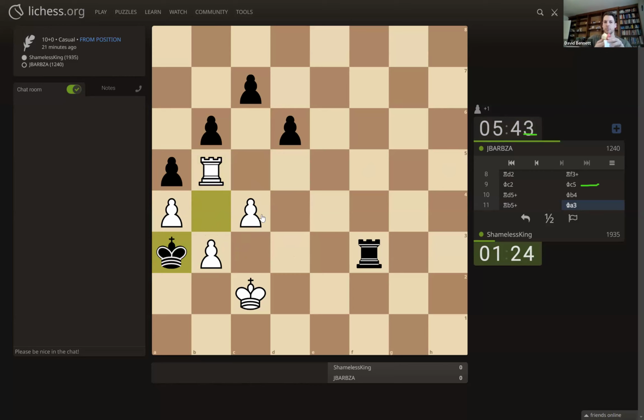It depends how useful the king will be there, because currently he can't get out. It depends how useful it'll be on a3. It's hard to judge this. Now it's, I guess, hard to do the next move.